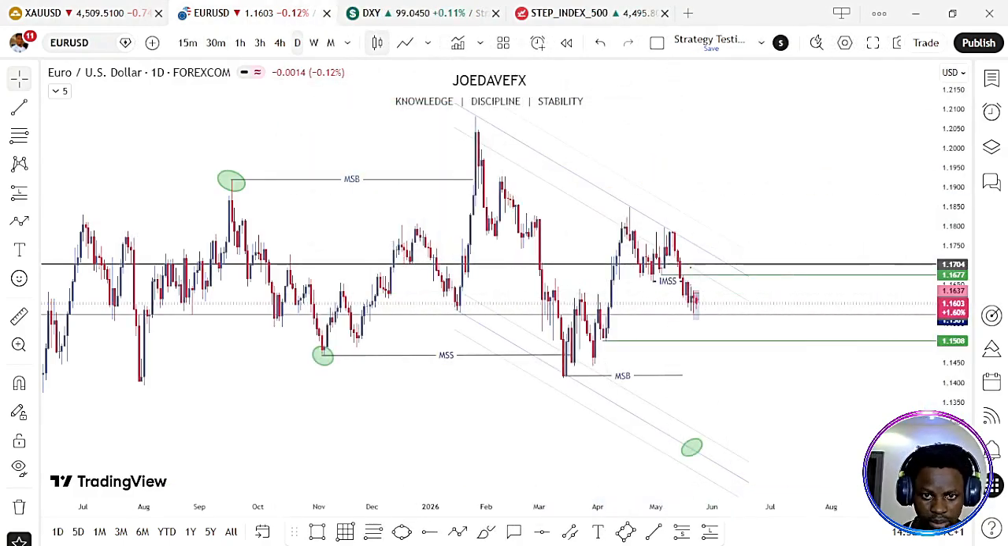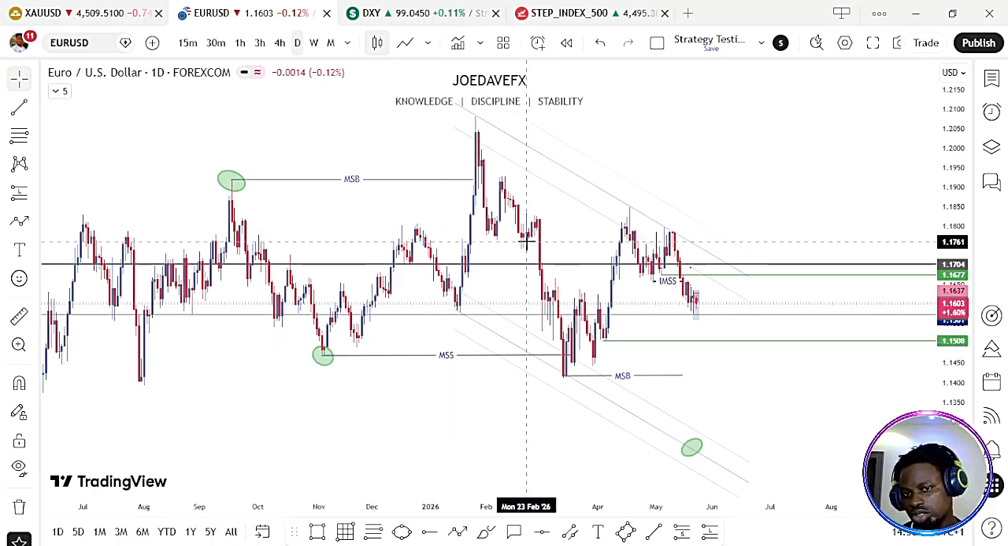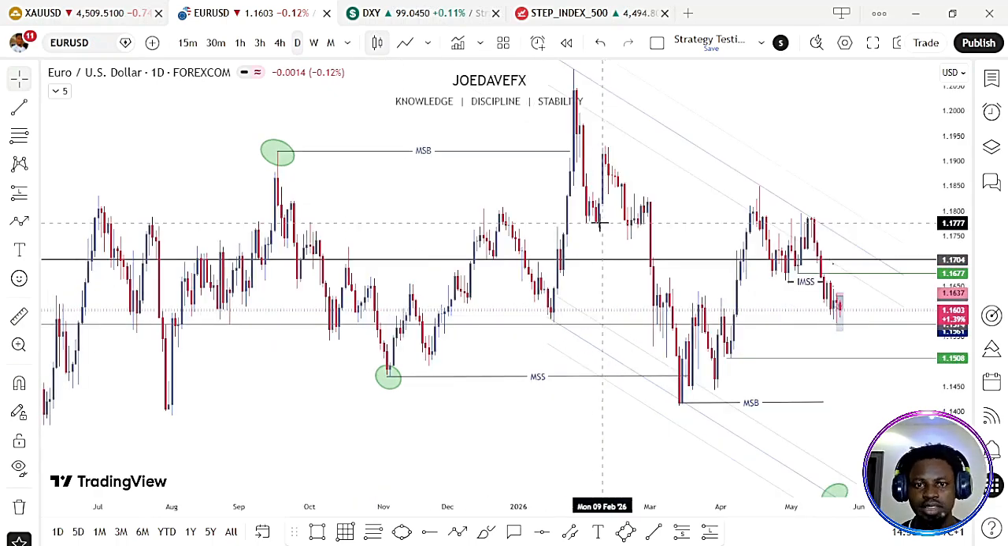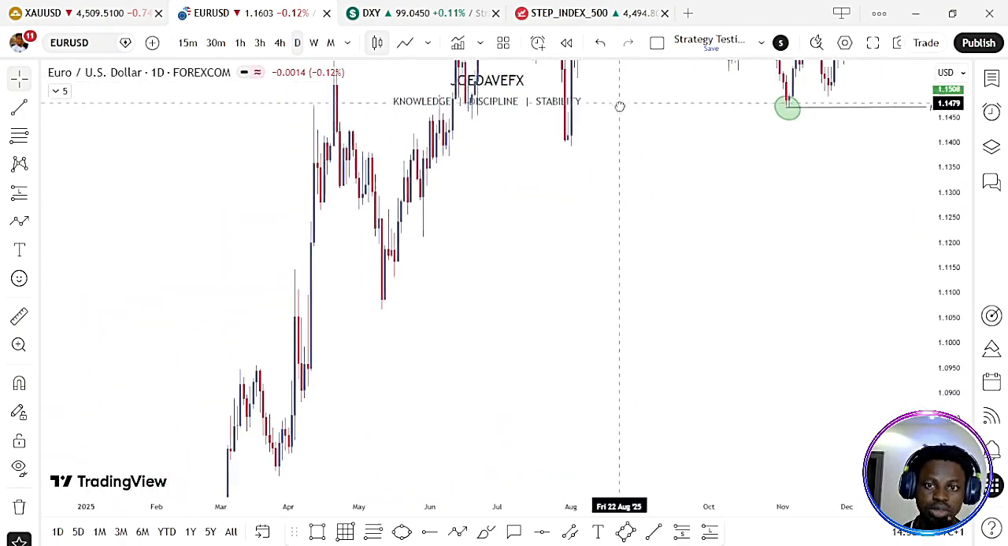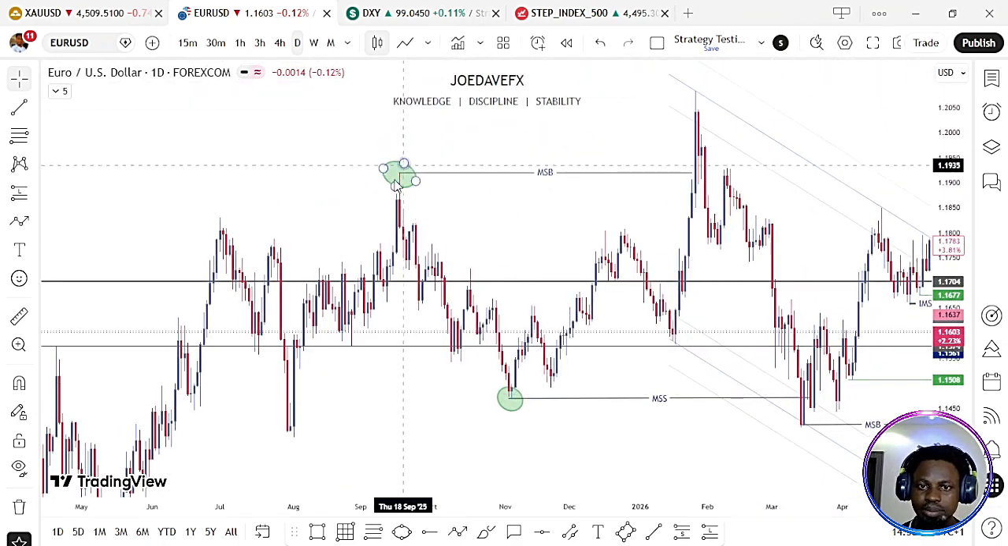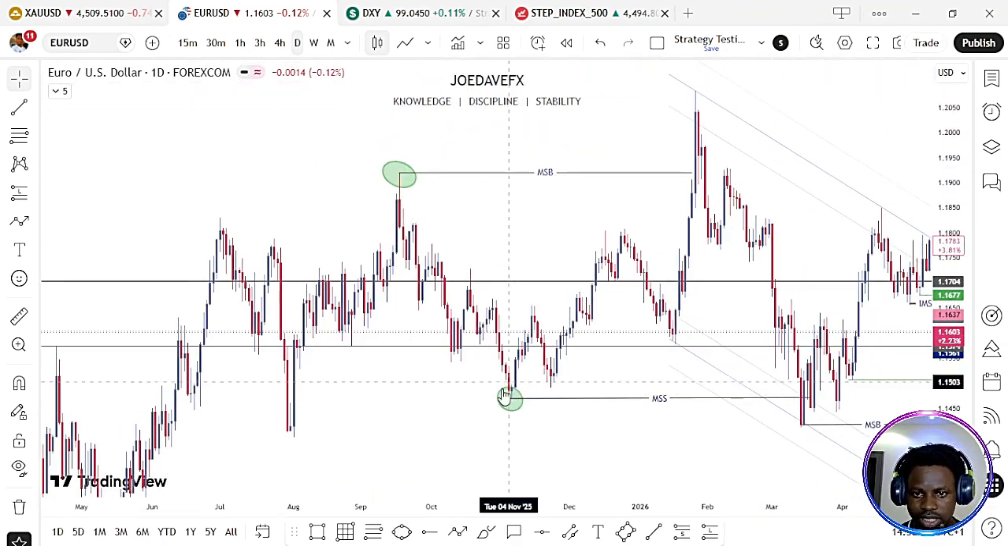The second play I have on my watch list today is EURUSD. As you guys know, I've been bearish on EURUSD for quite a while now. Just like I explained in the previous video, if you look at EURUSD from this part, you see that we're in an uptrend. At this particular point, this was the high, and EURUSD gave us this low.